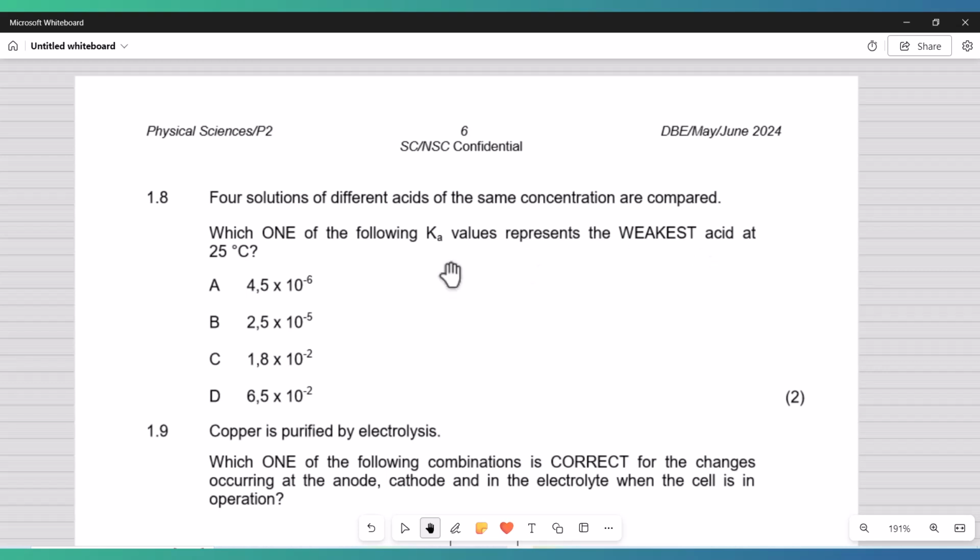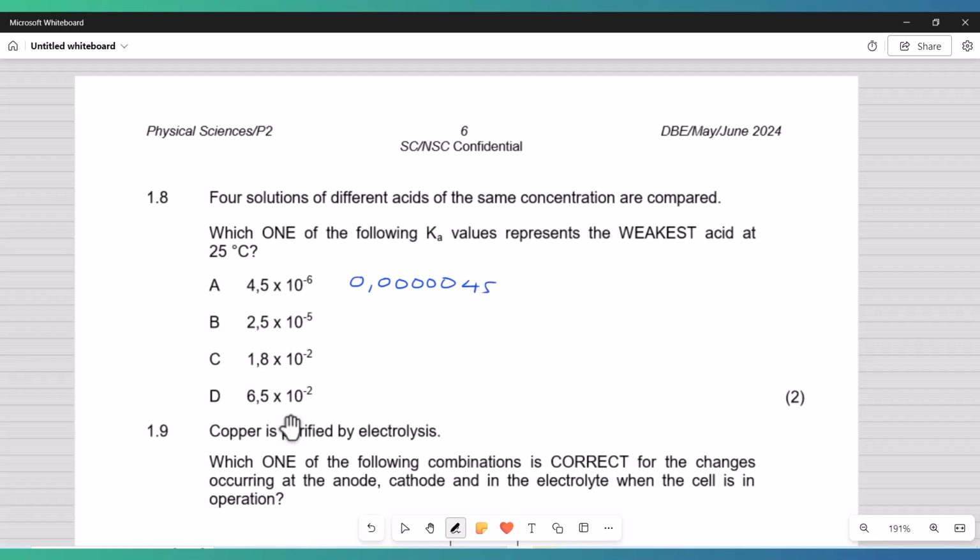Now, a weak acid, we know that it partially ionizes in a solution, and so its Ka value must be very, very small. So we're going to check which one has the smallest Ka value. Here, this is 4.5 exponent negative 6. It means 0, and how many zeros? 1, 2, 3, 4, 5. Then you put the 4, it makes the sixth position. That's what we have there.